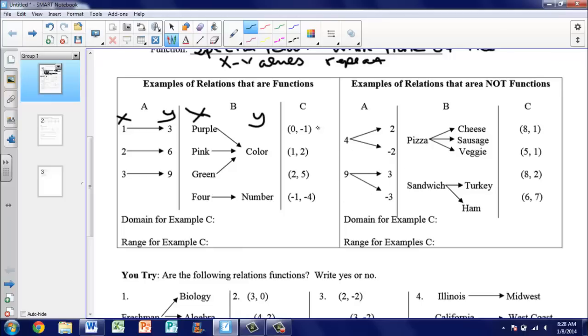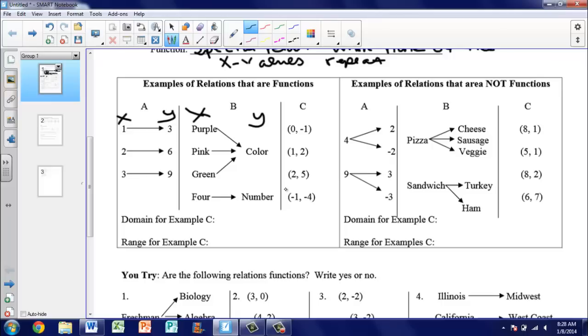Example C, we have our ordered pairs. We have 0, -1, 1, 2, 2, 5, and -1, -4. Again, looking at your x values, which are the first numbers in the ordered pair, none of the values repeat, so that's what makes it a function.